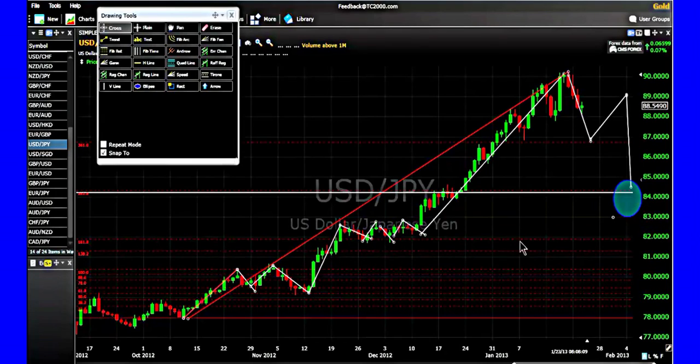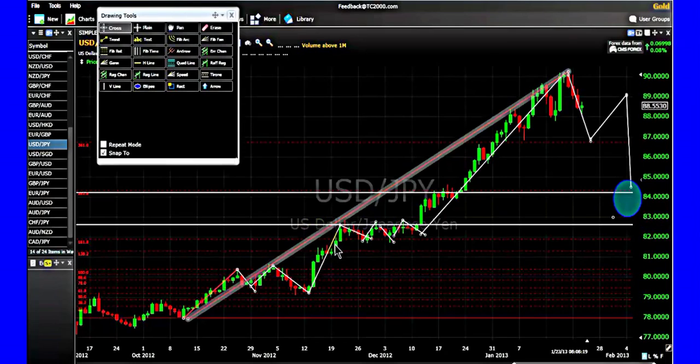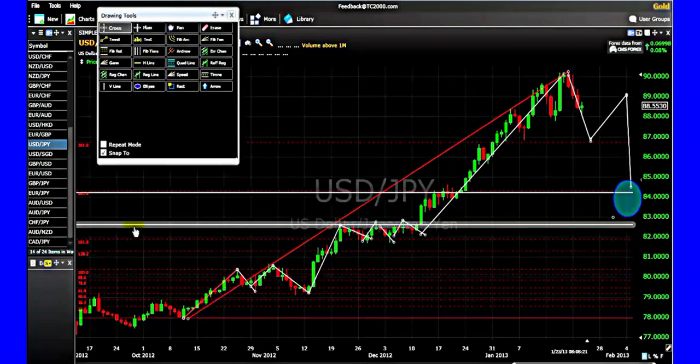If you do not understand Fibonacci projection, 161% is somewhere here, but it's what we call advanced. That's why I say advanced trading tips. So I'll call this zone.